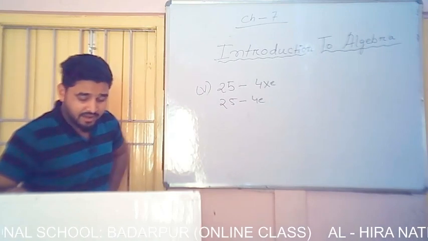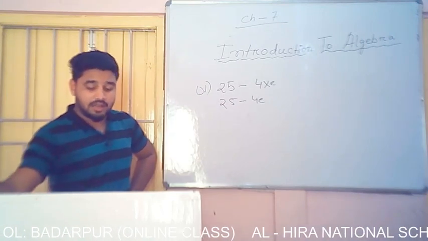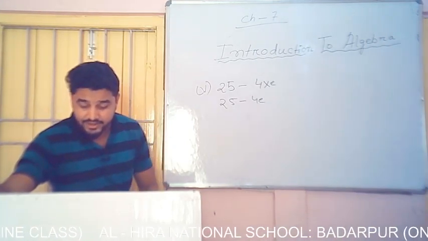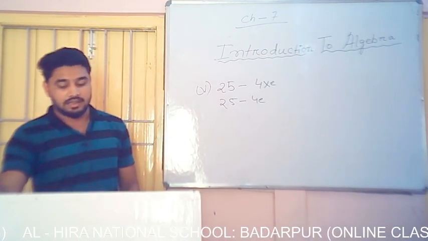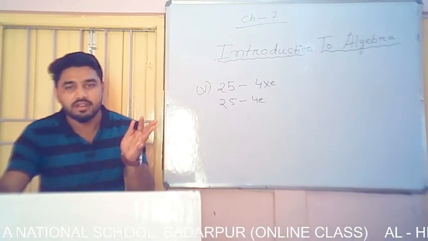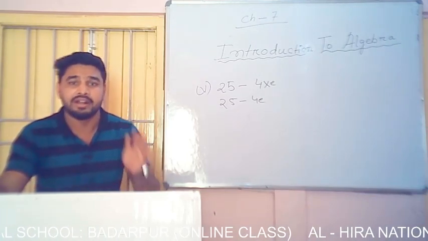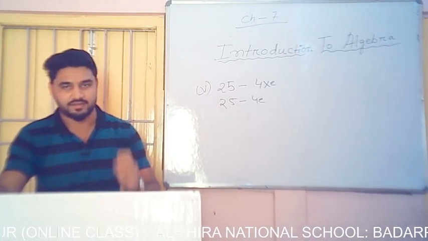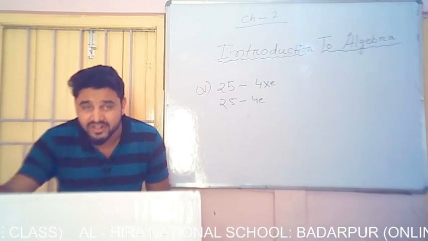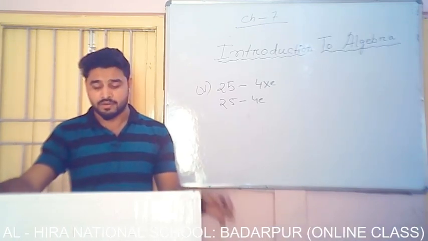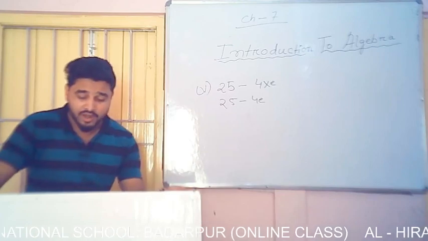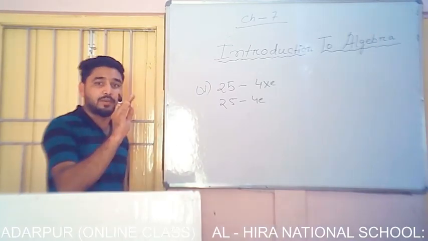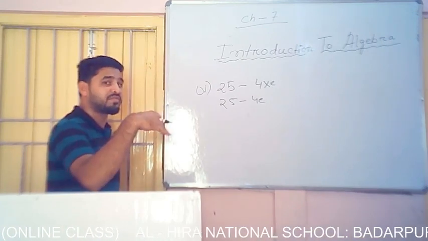Now come to question number 6. The question is given, take away the product of 15 and t from 60. Take away means minus. If you find the words take away, then we will use the operator minus, subtraction. And product of 15 and t means multiplication. So the product of 15 and t will be subtracted from 60.